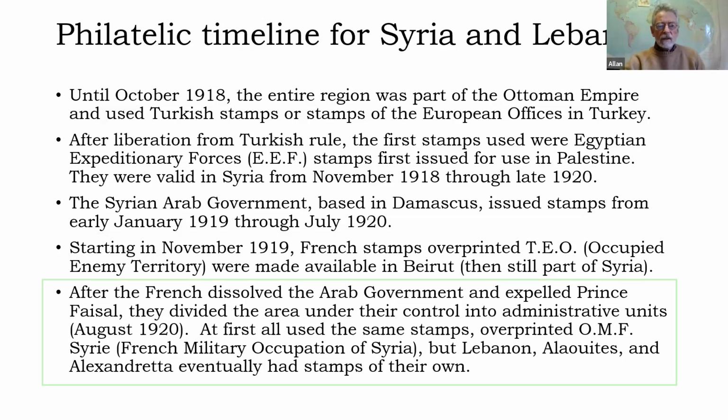So after they had driven out Faisal and his Arab government, they divided the area under their control into administrative districts. At first, all of them used the same French military occupation stamps, but somewhat later, Lebanon, Alawite, and Alexandretta had stamps of their own. Alexandretta, I'm going to leave for another presentation. They didn't have their own stamps until later in the 1930s. So that'll be a separate issue.